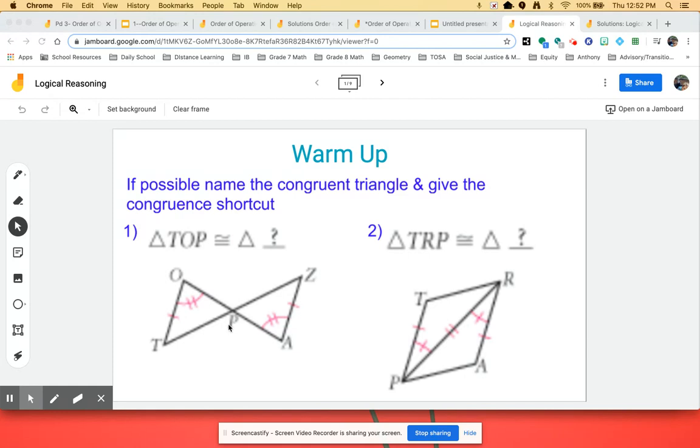So let's look at number one. For number one, we have triangle TOP, and we want to know what it is congruent to if we can name it. So I see that I have a side and I have an angle O congruent to angle A. I also know that I have a vertical angle in here. So angle OPT is congruent to angle APZ. Did you see what I did there? I used corresponding parts. So since I started with OPT, O corresponds with APZ.